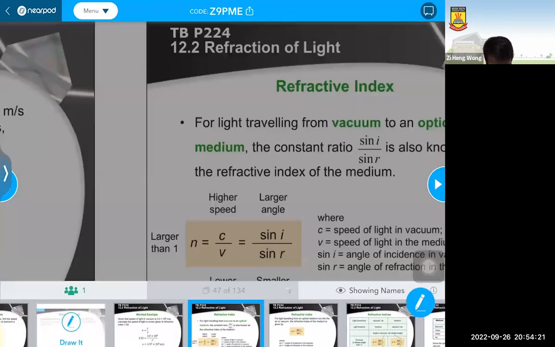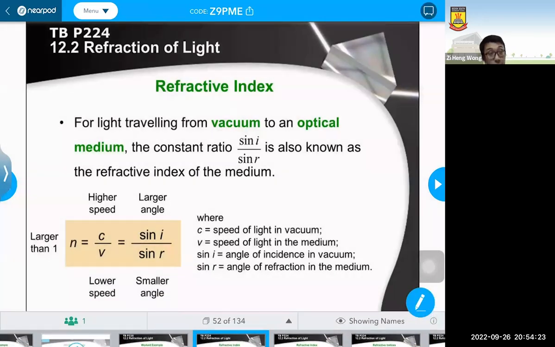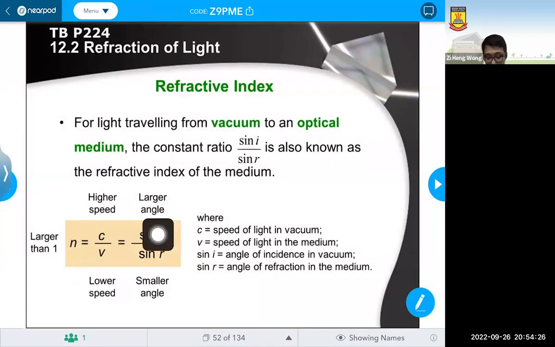Now, the more common formula: n is c over v, which is also equal to sine i over sine r, where i is the angle of incidence in vacuum, and r is the angle of refraction in the medium. When it goes from vacuum to medium, it bends towards the normal, so you go from a larger angle to a smaller angle. Since you always take something bigger divided by something smaller, n will always be larger than 1.